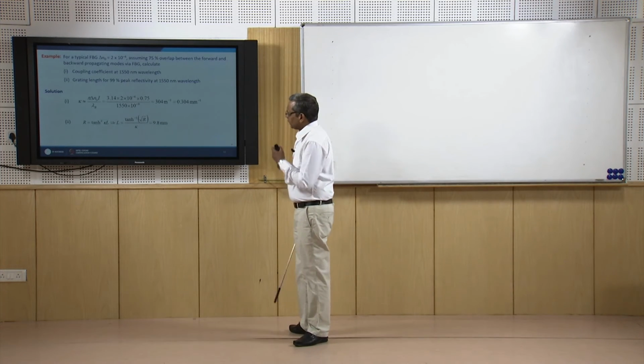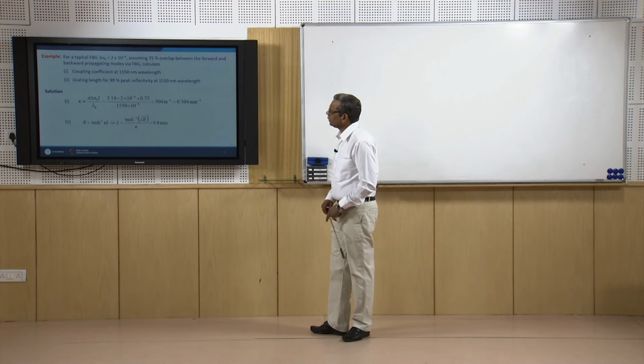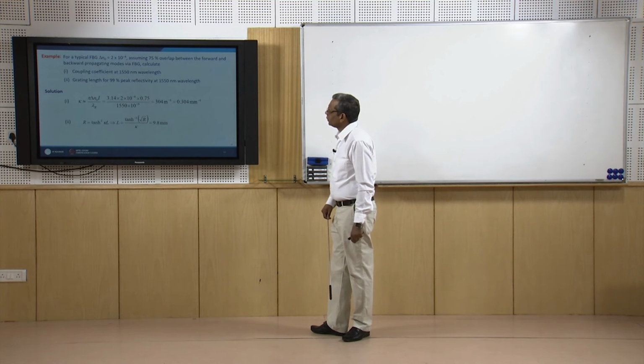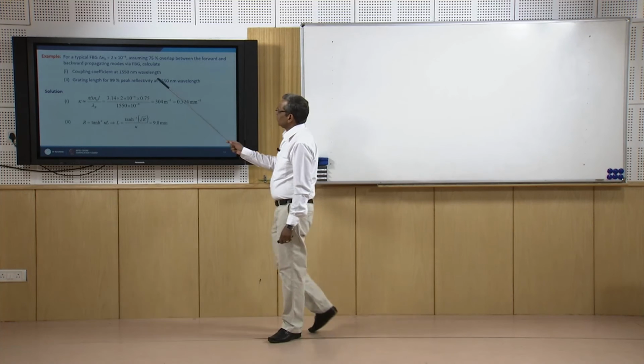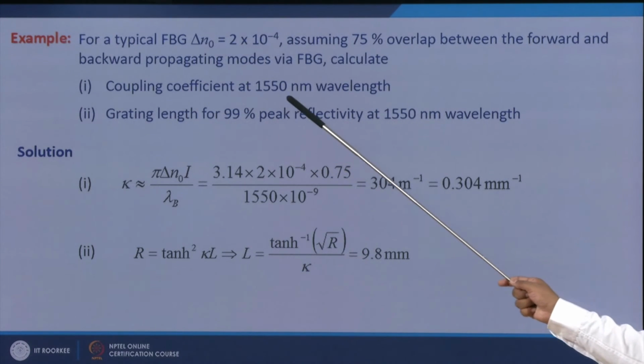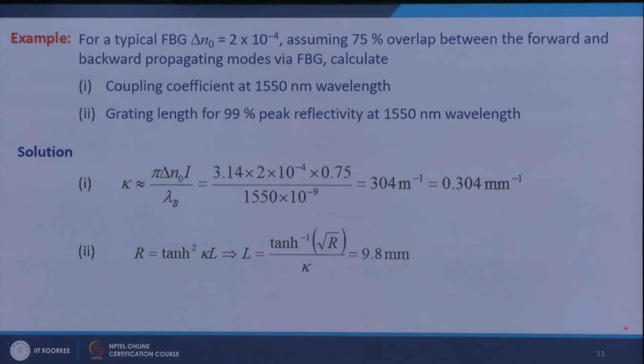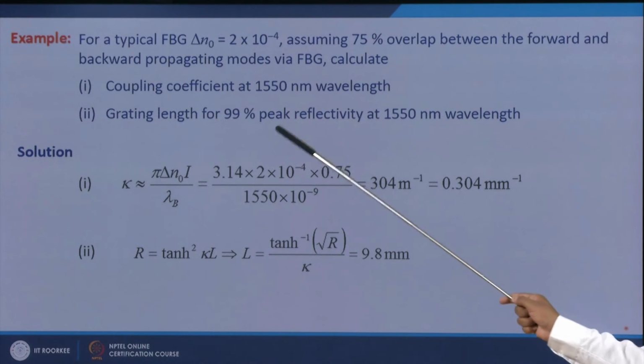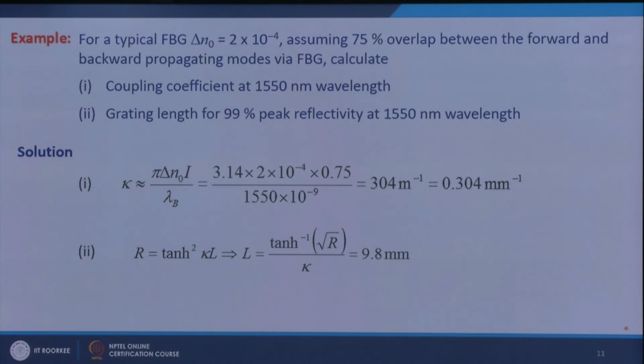Let us work out a few examples. If I have a typical fiber Bragg grating with delta n0 equal to 2 into 10 to the power minus 4, and I assume 75% overlap between the forward and backward propagating modes via the fiber Bragg grating, then let us calculate the coupling coefficient at 1550 nanometer wavelength and the required grating length for 99% peak reflectivity at 1550 nanometer wavelength.